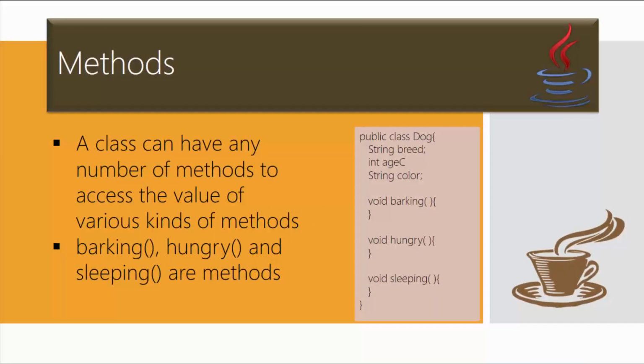Methods. A class can have any number of methods to access the value of various kinds of methods. So for example, barking with a set of parentheses is a method; hungry and sleeping are all methods. As an example, we created a public class called dog, with a string breed, an integer age, for example, then we define the color, and then we create these methods.